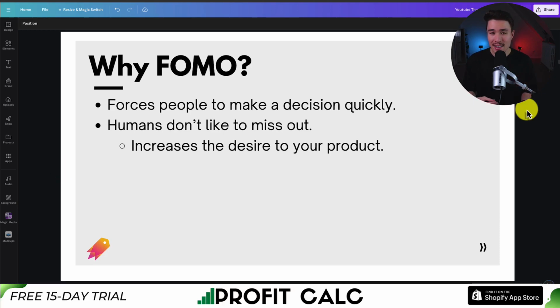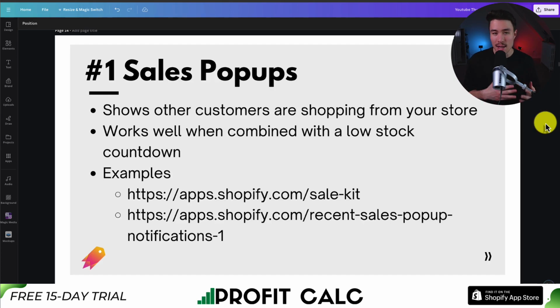There's also the fact that humans really hate missing out on stuff, so it's going to increase their desire for your product. So now let's dive into the methods. The first method is to have a sales pop-up app installed on your Shopify store.